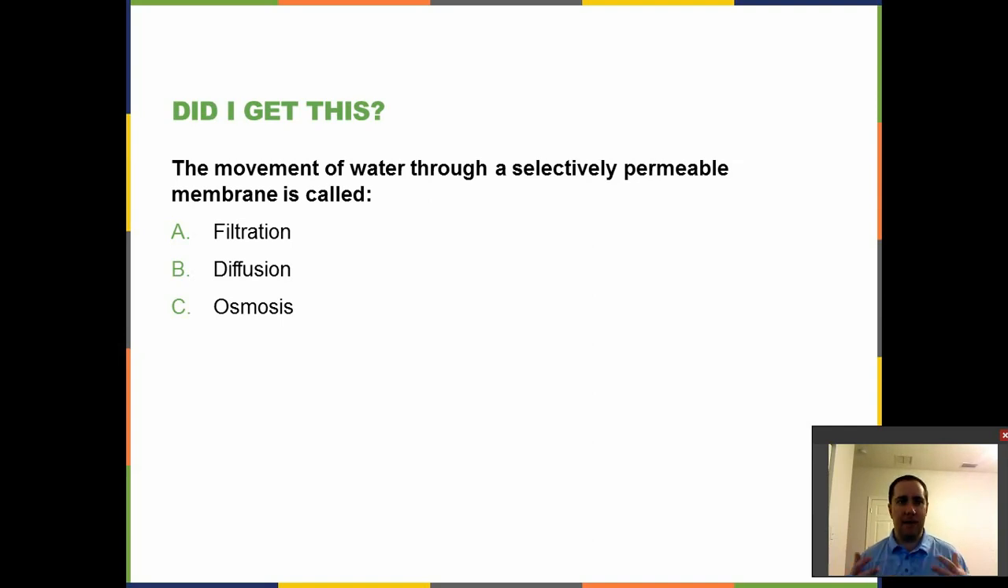And so this is a cell. So we have the cell membrane. Maybe we have a high concentration outside and a low concentration inside. And so it's going to want to diffuse across the plasma membrane into the cell. It can also work the other way. If you have a high concentration inside, it can diffuse out.